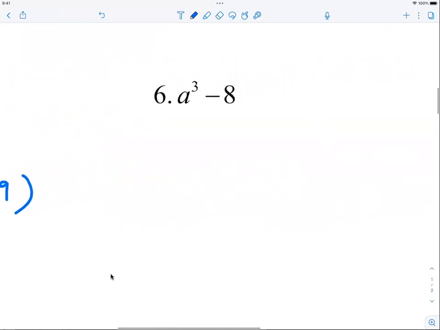Okay. So if we can go on to number 6, this is a cubed minus, well, it's 8, which is 2 cubed.